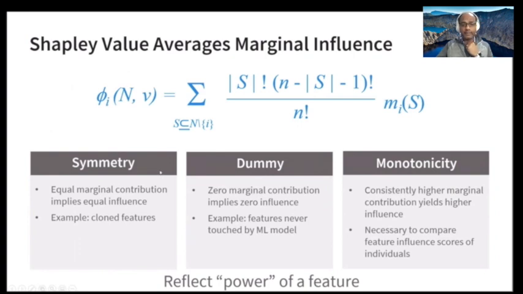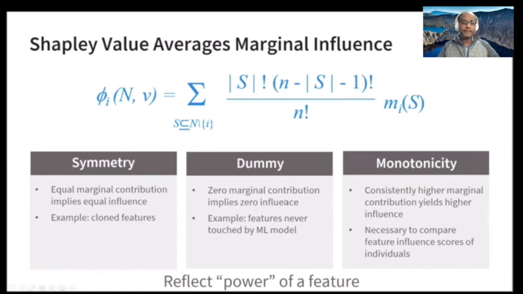What's nice about it is that it's axiomatically justified. There are some very natural axioms, and the Shapley value is the unique value that satisfies these axioms. At a high level, these axioms, symmetry, dummy, and monotonicity, capture some very natural properties. Symmetry says that equal marginal contribution implies equal influence. If you have two cloned features, for example, age and date of birth, and they have equal weight in a linear model, then they would have equal influence.